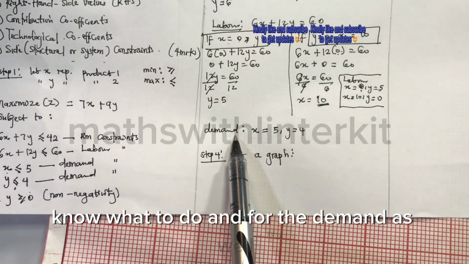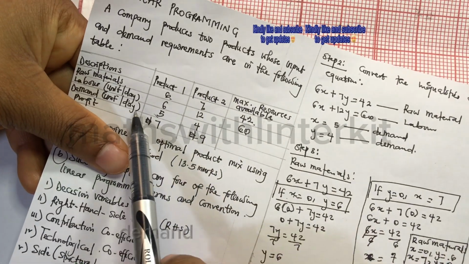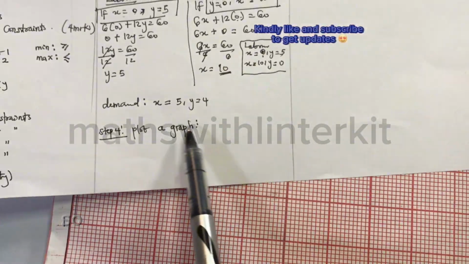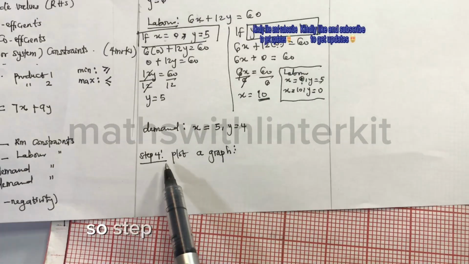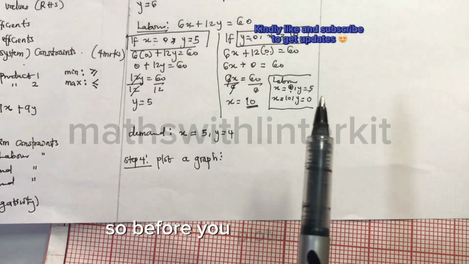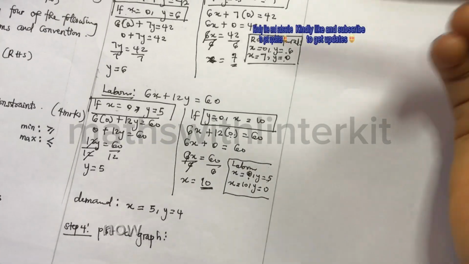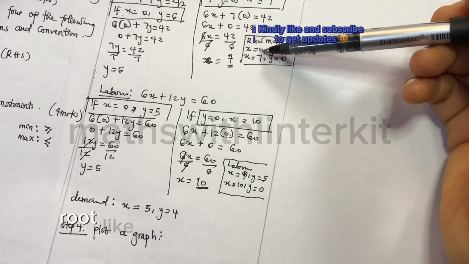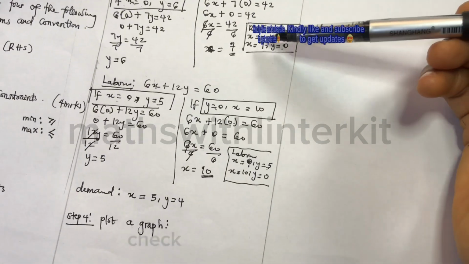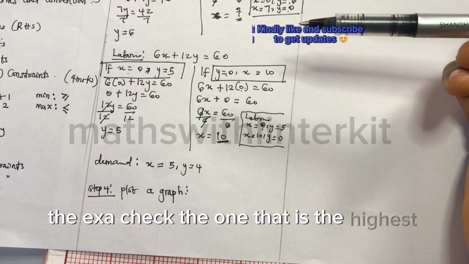Then for the demand as well, this one here, x is 5, y is 4, which is what we have here. Demand units per day, 5 and 4. So it will come in handy this way. X equals 5, y equals 4. So step 4 shall be to plot a graph. So before you plot the graph, you have to check for your y and your x axis. Check which one is the highest. Now, for us to write out the values for our x axis, check all your x values.